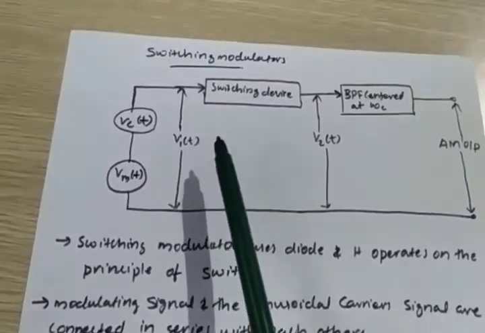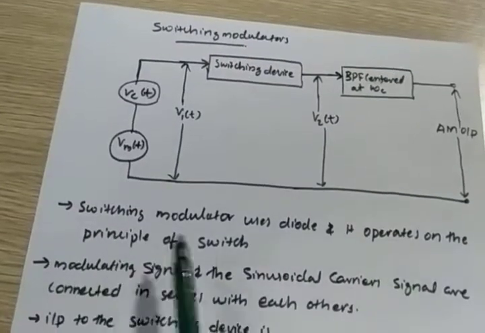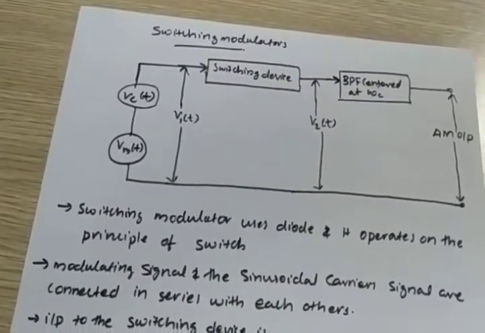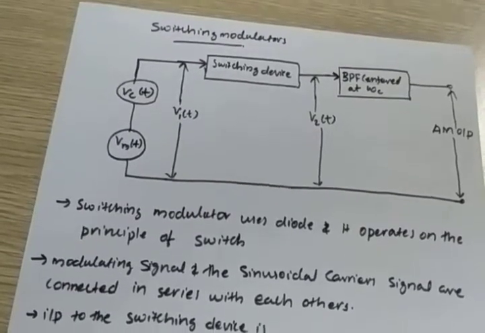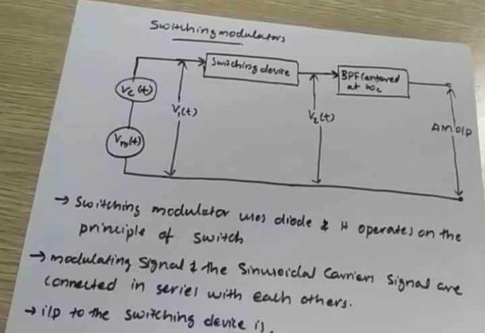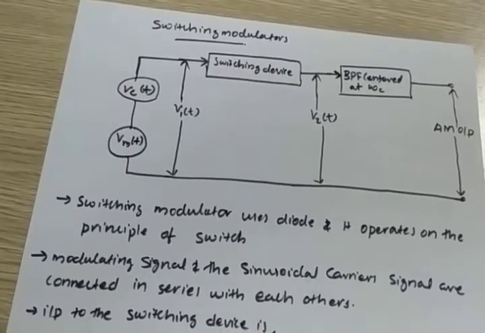So a switching modulator uses a diode and it operates on the principle of a switch. A modulator is used for modulation. അതായത് നിങ്ങളിവിടെ മോഡുലേറ്റർ എന്ന് ഉദ്ദേശിക്കുന്നത് മോഡുലേഷൻ നടത്താൻ വേണ്ടി നമ്മൾ യൂസ് ചെയ്യുന്ന സർക്യൂട്ടാണ് മോഡുലേറ്റേഴ്സ്.